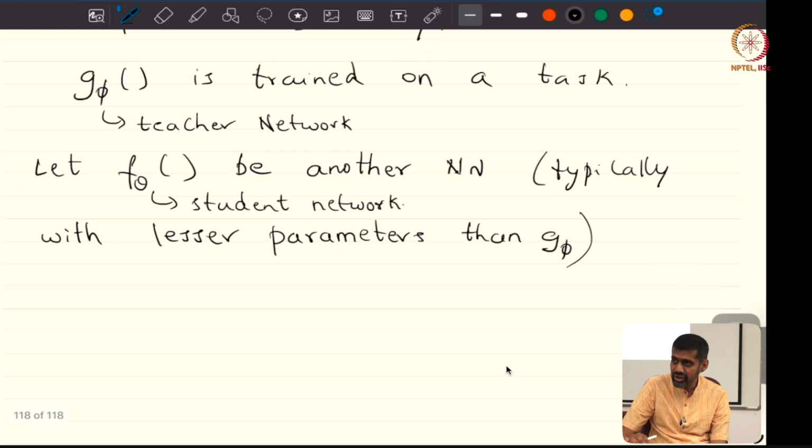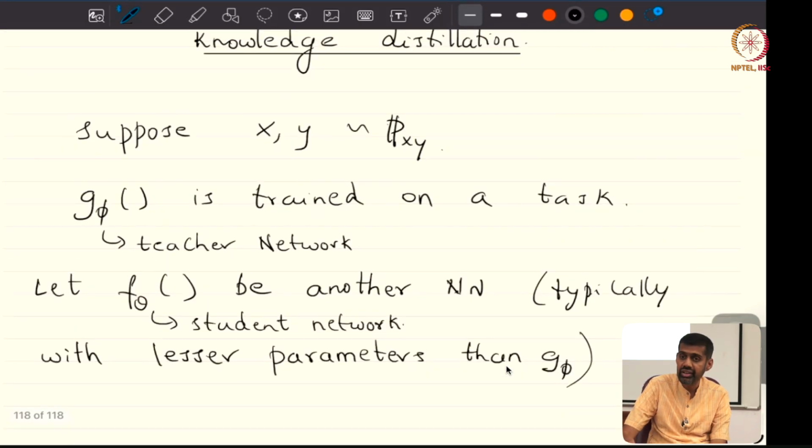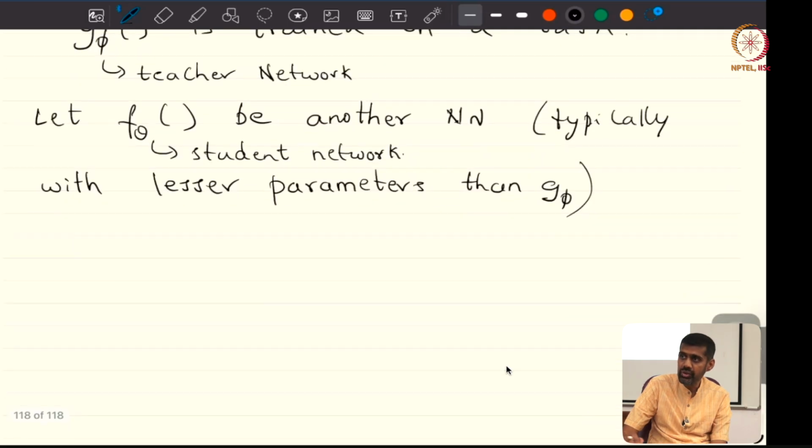The reason we do this is that suppose you have a very large neural network, and you have a hardware which cannot support that large neural network. You want a neural network that is smaller in size but has a similar performance as that of the larger neural network. What you do is construct another neural network f theta, a student neural network, and suppose you have access to some samples from pxy. What you can do is simply do an ERM on f theta, because you have access to data.